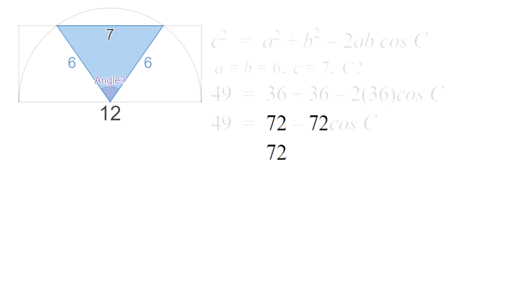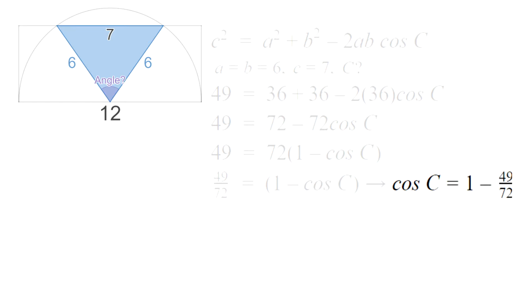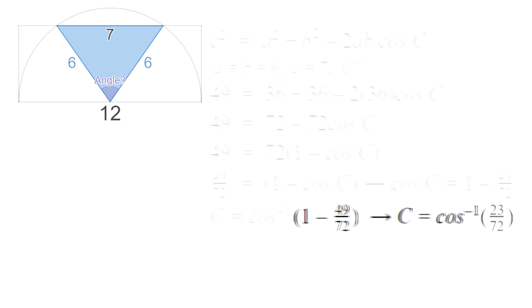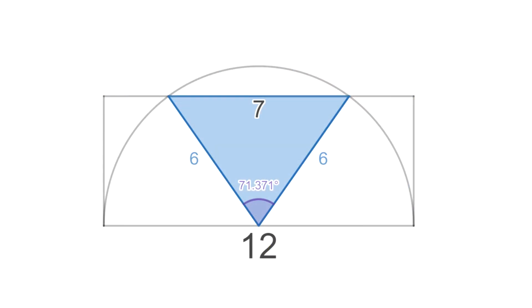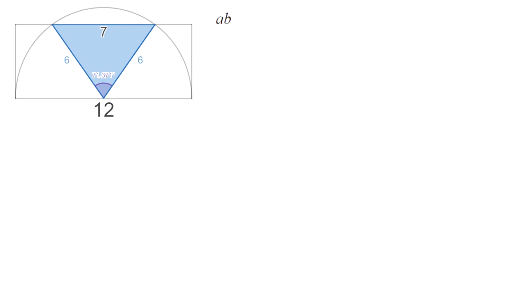Afterwards, we factor 72 on the right, where the inner factor will be 1 minus cosine big C. Following that, we divide by 72. Then, we isolate cosine of big C, where we have 1 minus 49 over 72 on the other side. Next, we take the inverse cosine of that other side. And lastly, simplify 1 minus 49 over 72, where we end up with inverse cosine of 23 over 72 for big C, which is approximately 71.371 degrees.